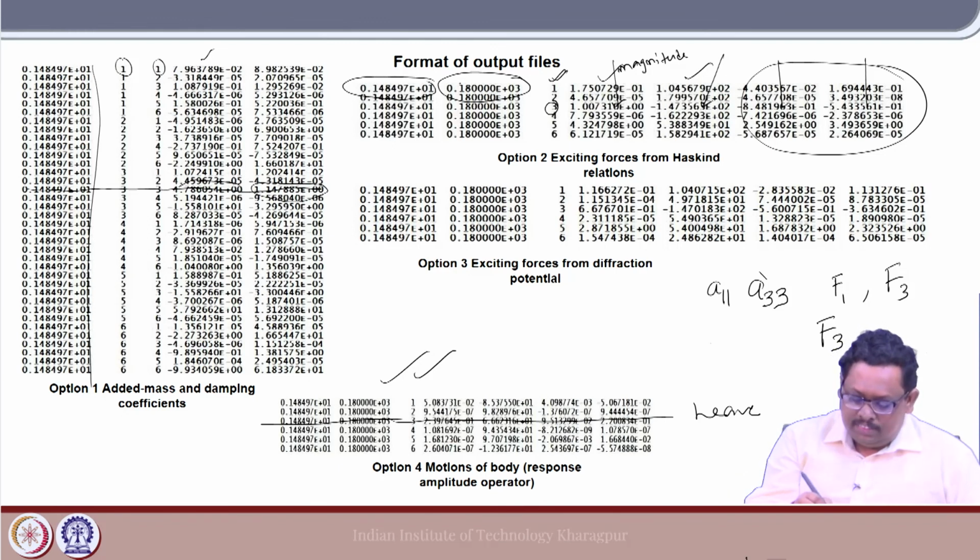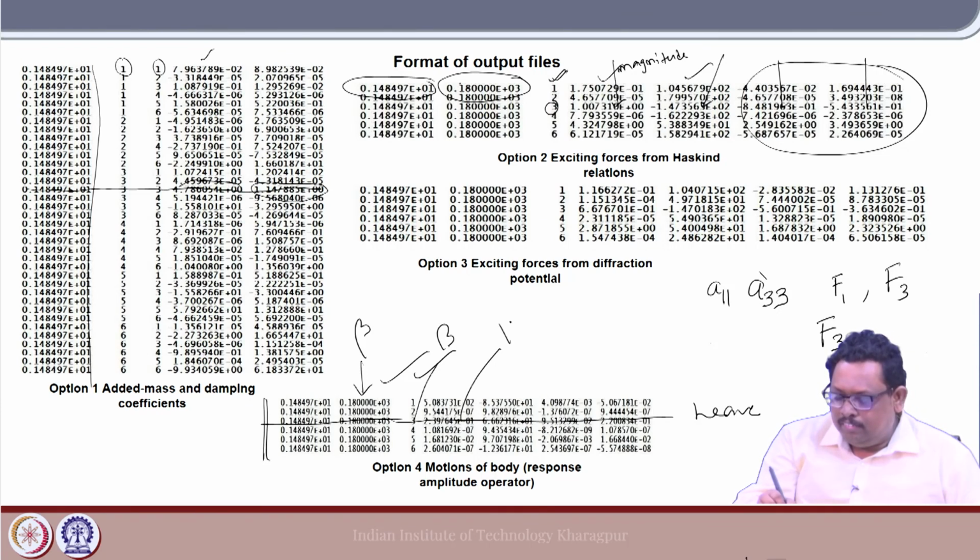Right. The first one is the frequency or time period, the second one is the heading angle, so it is beta, and this is the mode. I am choosing mode 3, and this is the magnitude, so mod of xi 3, and this one is the phase, so it is epsilon 3. This last one, the real and imaginary part, you do not need.